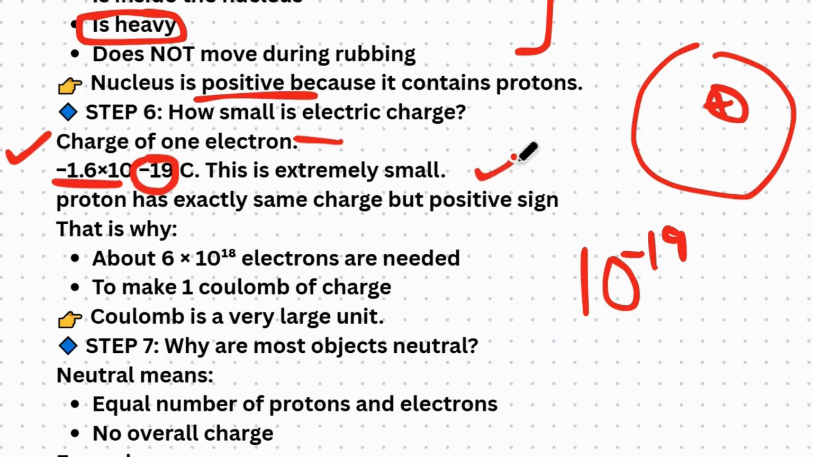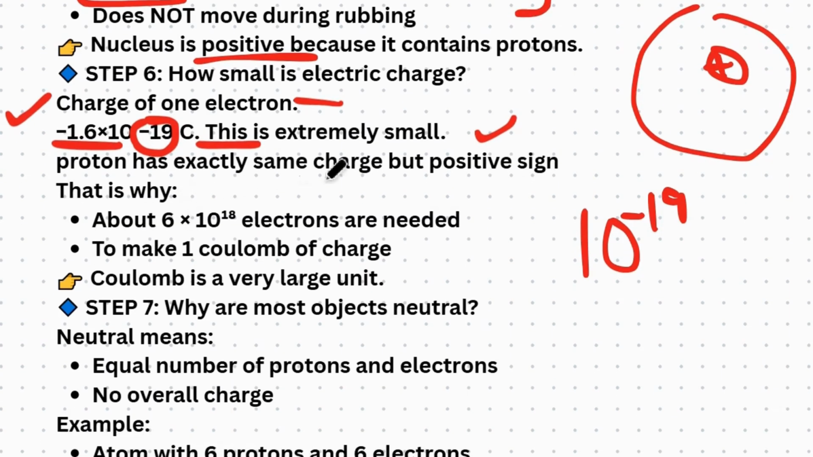Obviously, this is 0.000000, like 19 zeros, and then it's 1.6. So this is extremely small. And proton has exactly the same charge but positive sign. That's why the overall atom is neutral.